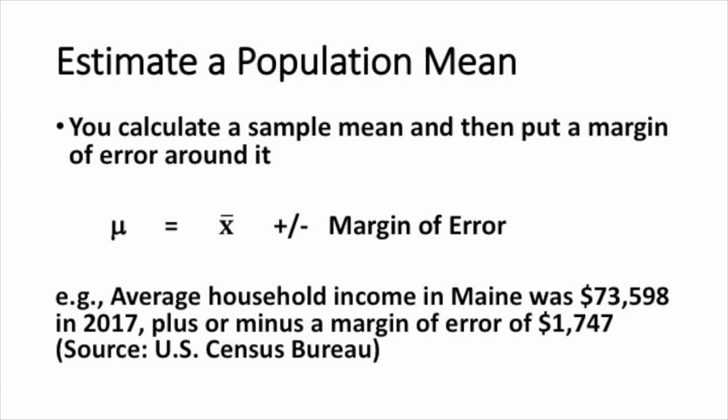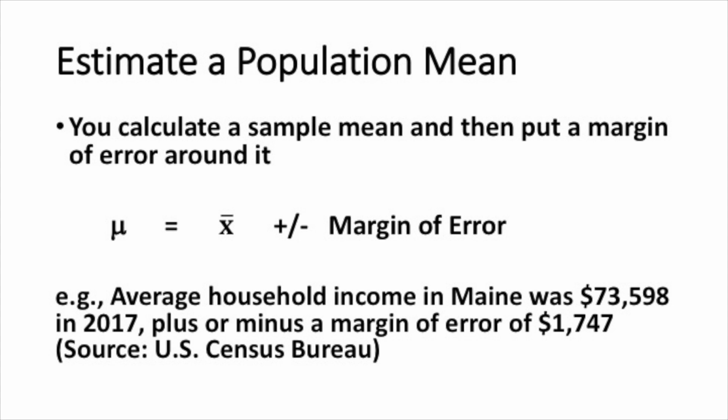So here you see the formula, mu on the left-hand side. That stands for the population mean, equals x bar, which is a sample mean. Again, that's something you could calculate. You could go out and collect some data and calculate a sample mean value, and then you put a margin of error around it. And we'll talk in more detail in a different video about the formula you use for this margin of error. Here's an example of what I mean by margin of error.